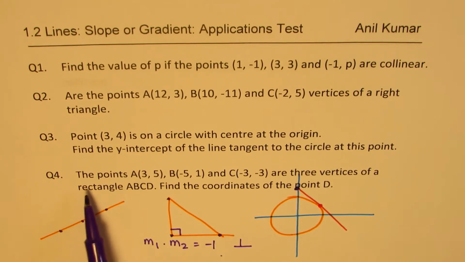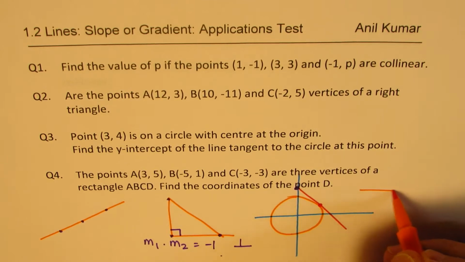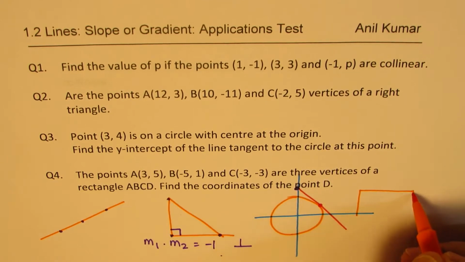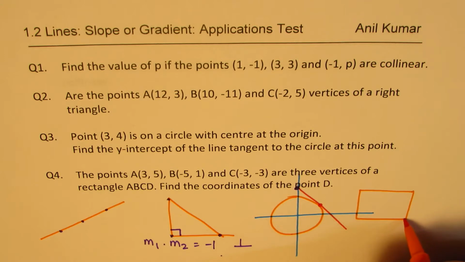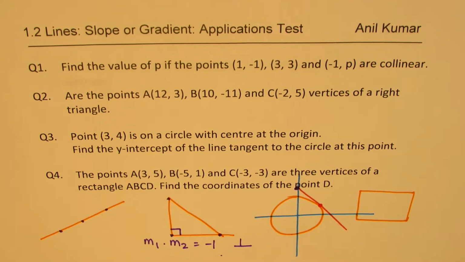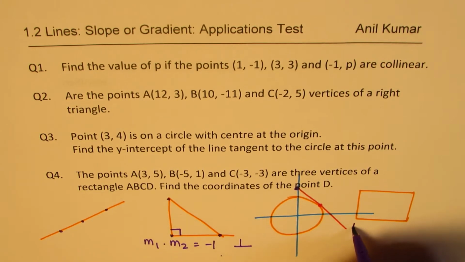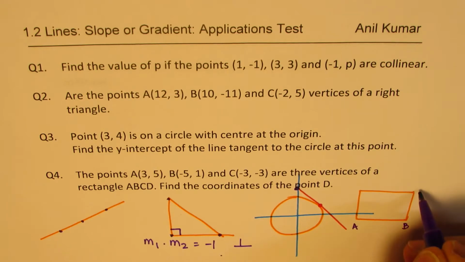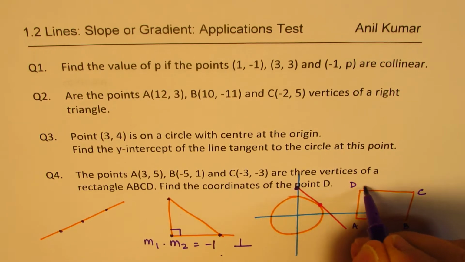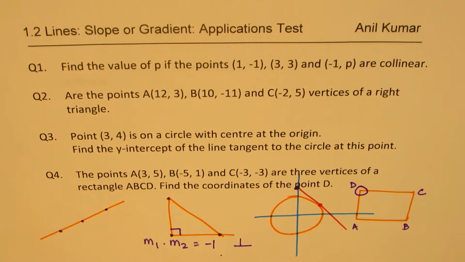Question 4. The points A, B, C are 3 vertices of a rectangle ABCD. Find the coordinates of D. So let us say we have a rectangle, right? Let me just make a rectangle here. We are given 3 points. Let's say we are given A, B, and C. We need to find what D is. Correct?